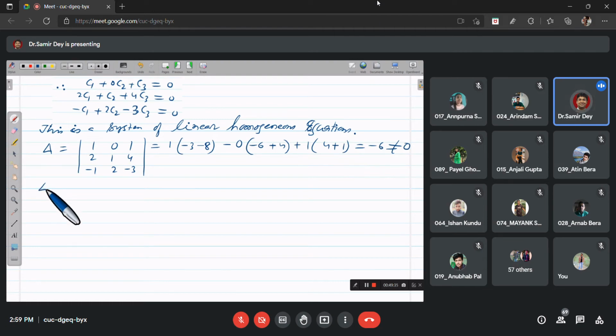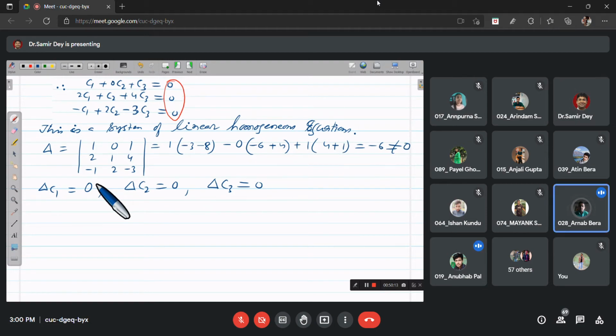Okay. Now what is your del C1? Del C1 is equal to 0, del C2 is equal to 0, and del C3 is equal to 0. Is it clear to all of you why I am writing the direct value 0? Because del C3 is all about the replacement of the first column of del by 0, 0, 0. Already you know from the concept of determinants, if any one row or any one column in any determinant is 0, the corresponding value of the determinant is 0. Correct?